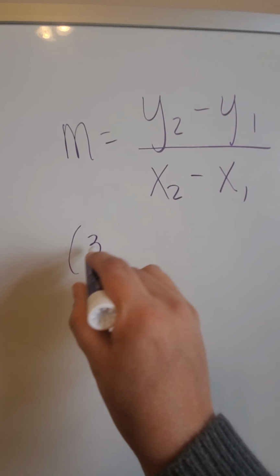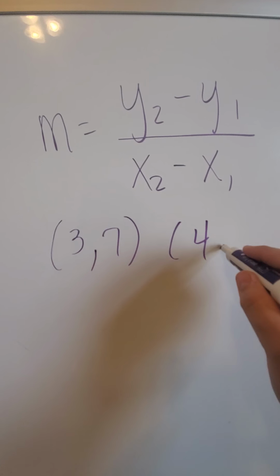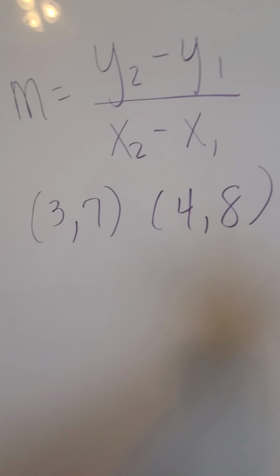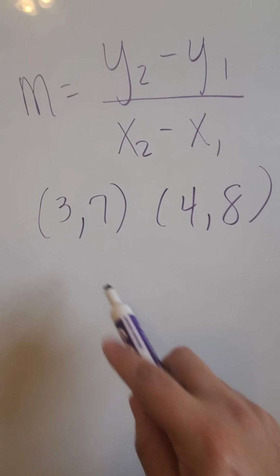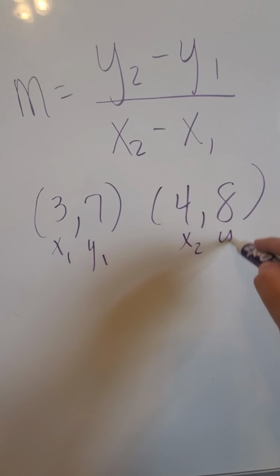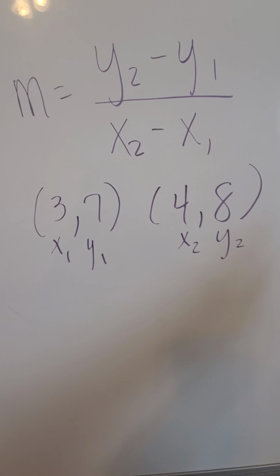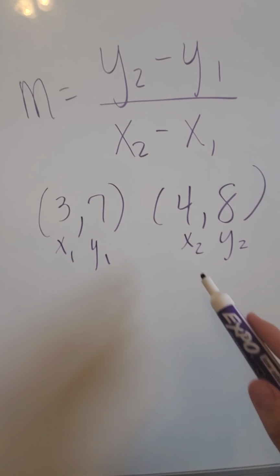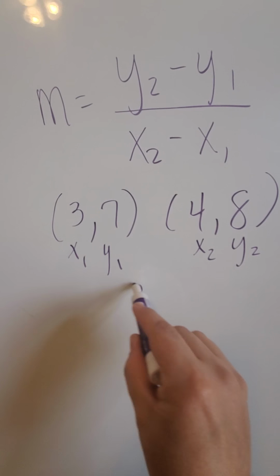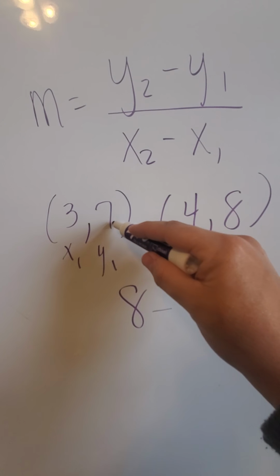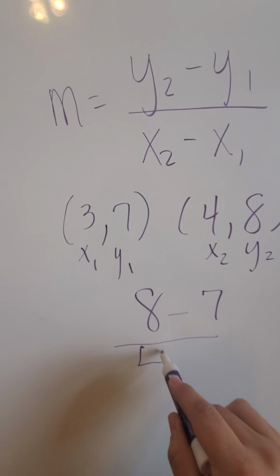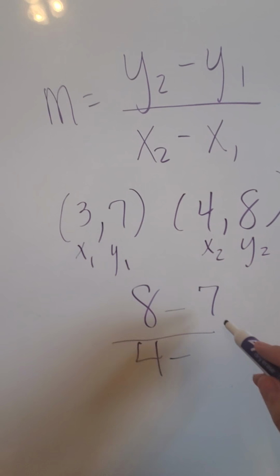So if I have (3, 7) and (4, 8), and I want to find the slope, hopefully you see it's pretty simple. I can make this my x1, y1 and x2, y2 if I want, or I can switch it up. I'll get the same answer no matter what. So on top, y2, which is 8, minus y1, which is 7. And on bottom, x2, which is 4, minus x1, which is 3.